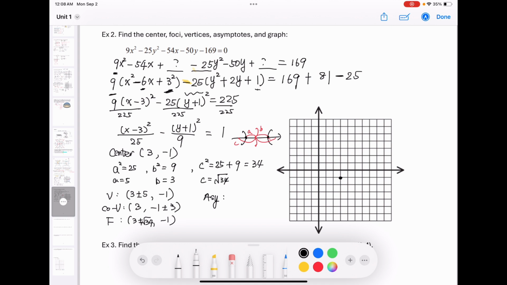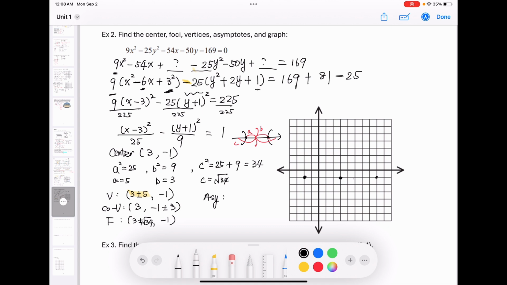Second, the vertices, 3 plus or minus 5. Based on the center, we can move to the left and right 5 units. You can also do the computation and see positive 8 and negative 2. So we move to the right 5 units: 1, 2, 3, 4, 5. This is also positive 8: 1, 2, 3, 4, 5, 6, 7, 8. Yes, no mistake.